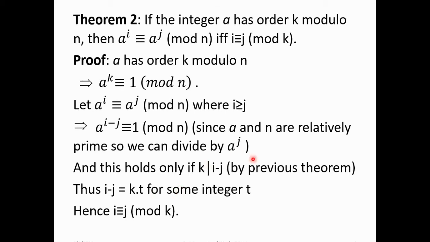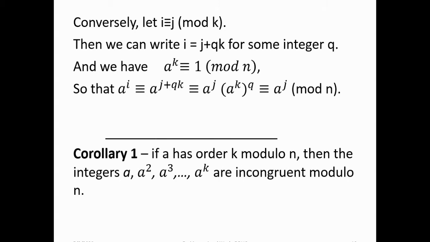So if k divides i minus j, that means i minus j is equal to k into t for some integer t. Hence i is congruent to j modulo k. What is the meaning of congruence? Two integers are congruent: i is congruent to j mod k means k divides i minus j. And here we are getting that, so i and j are congruent. Now conversely, suppose the other thing holds, that is, i and j are congruent modulo k.